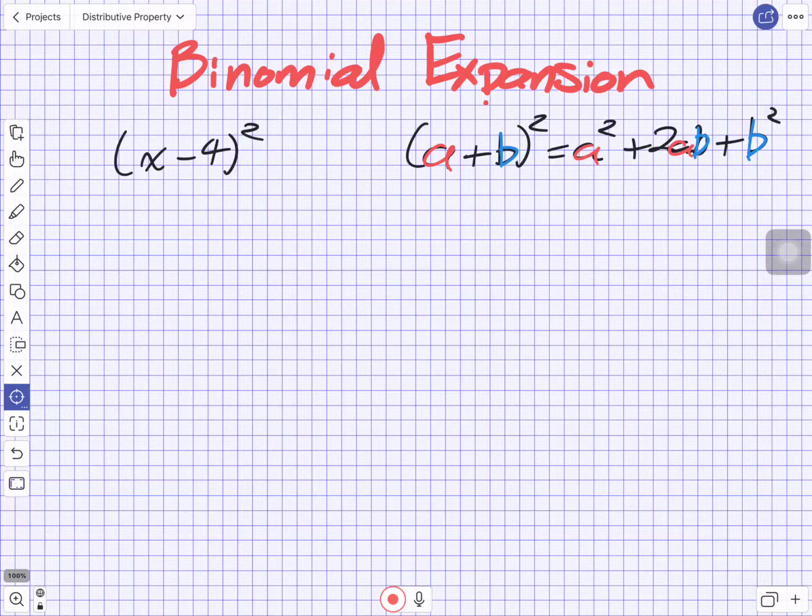We're going to go over binomial expansion. Binomial means there's two terms inside of a bracket. It's going to turn into a perfect square trinomial. Trinomial means there's three terms within the polynomial. So here's a formula to do it really, really quickly.